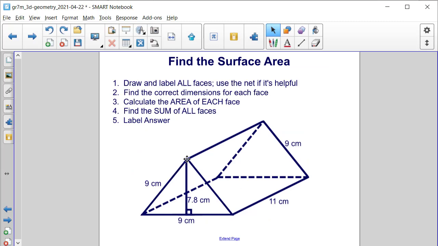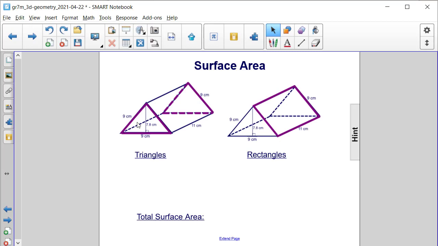Let's try to find the surface area of another triangular prism. This time we have side lengths, or edge lengths, of our triangle being 9 centimeters all the way around. So we have an equilateral triangular base, and we have rectangles that are all congruent. Let's get started. So if we look at our 2 bases, they are both equilateral triangles, and the area of a triangle is 1/2 base times height. So we have 1/2. Our base is 9, and our height is 7.8.